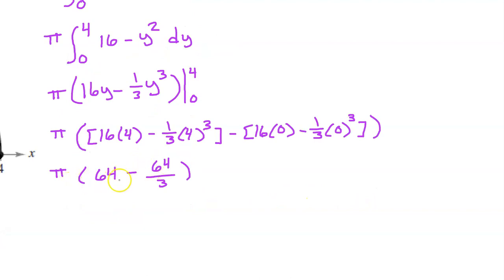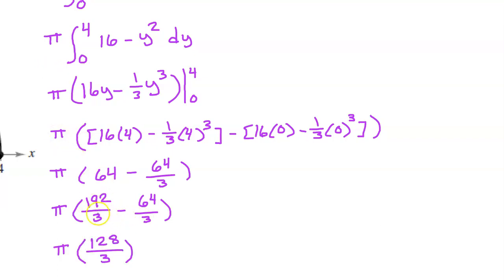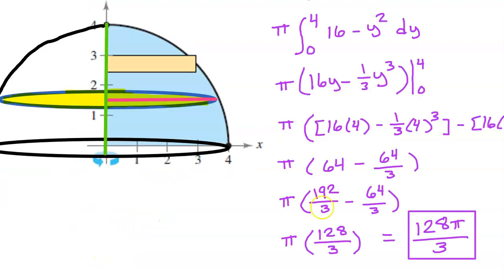Simplifying a little bit, we have this. Making like denominators, we have this. And subtracting those fractions gives us this. So the volume of the solid of revolution is 128 pi over 3.